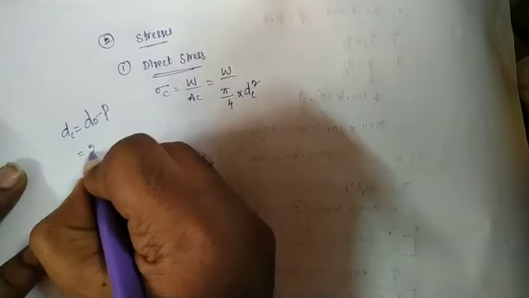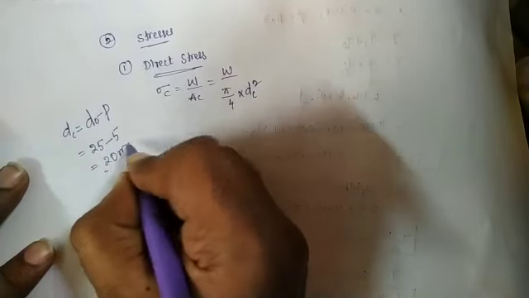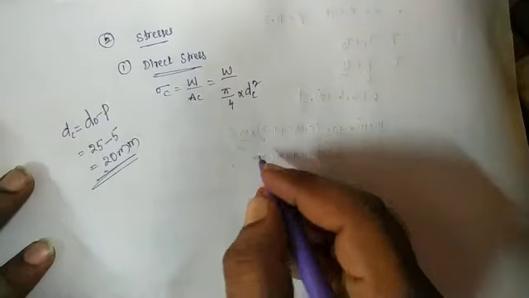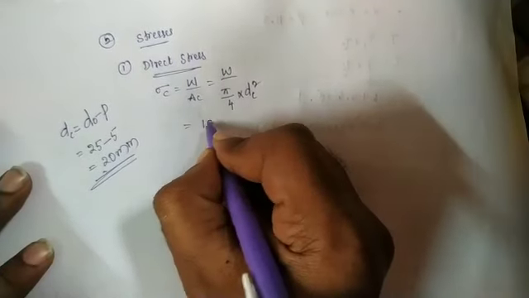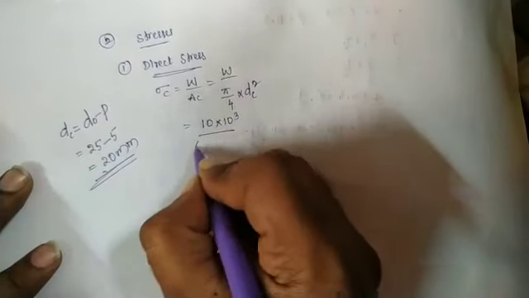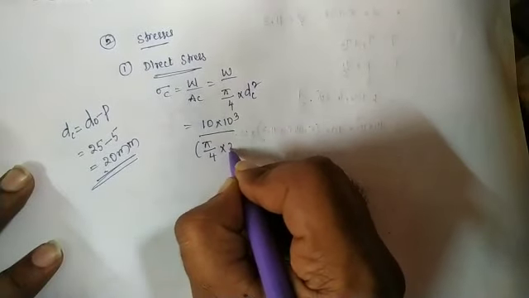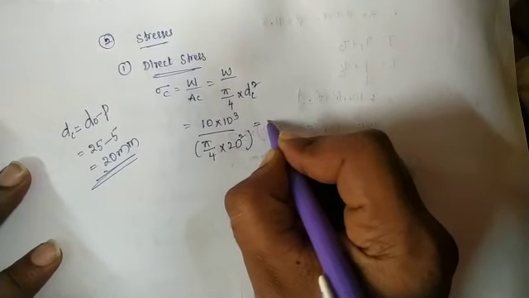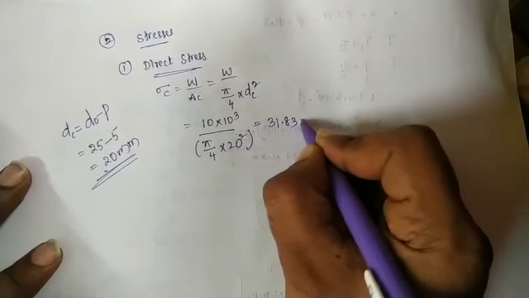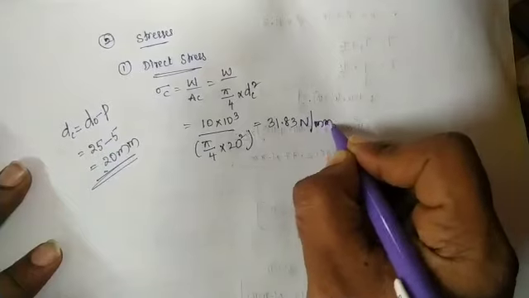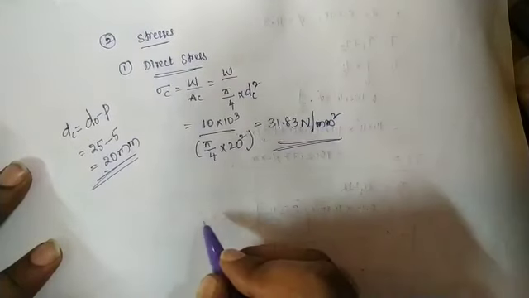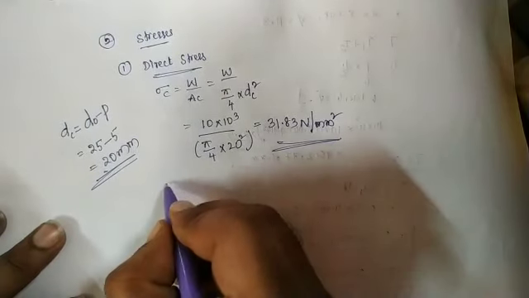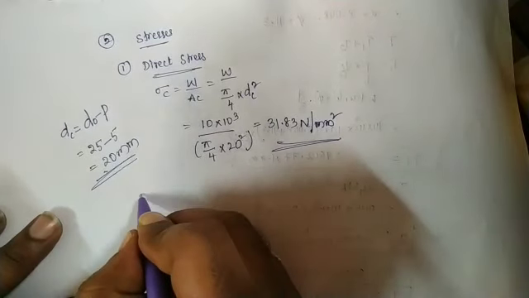D naught minus P. So D naught equal to 25 minus pitch, so 20 mm. So DC equal to 20. Then load 10 into 10 power of 3 by pi by 4 into 20 whole square, equal to 31.83 Newton per mm square. Sigma c completed.